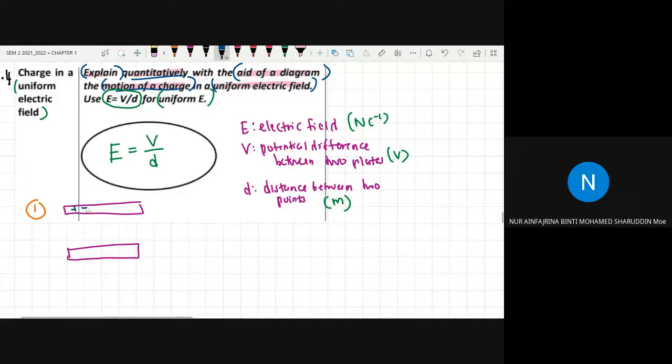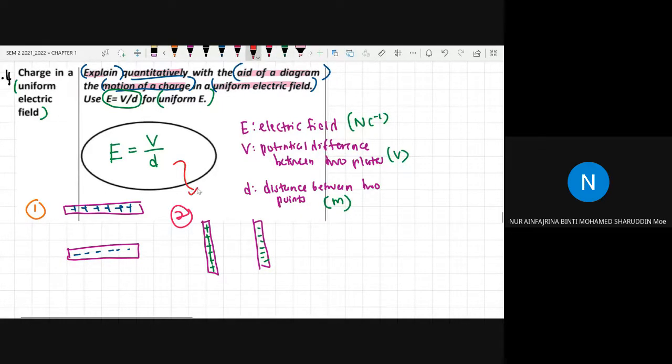Contohnya sini positif and sini negative. Okay, another case ataupun another one is when you have the plate secara vertical. As long as you ada dua plate, you are good to use this equation. Kalau you tak ada dua plate, you jangan nak guna equation E equals to V over D.